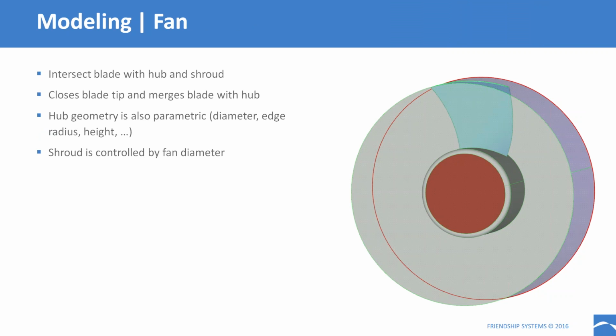So in the next step, we have to intersect our blade surface with the hub and the shroud. This will close the blade tip for one, and it will also merge the blade with the hub here in the middle. The hub geometry is also parametric, so you can change the diameter, the radius of this edge here in the front, the height of the hub, and so on. And the shroud is simply controlled by one parameter. This is the diameter, the total diameter of the fan.